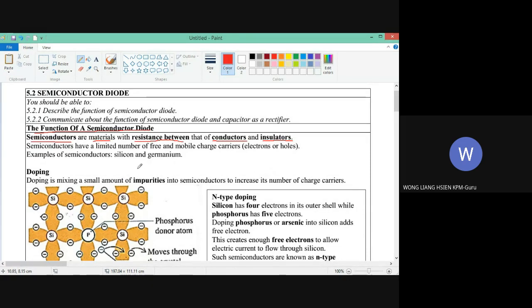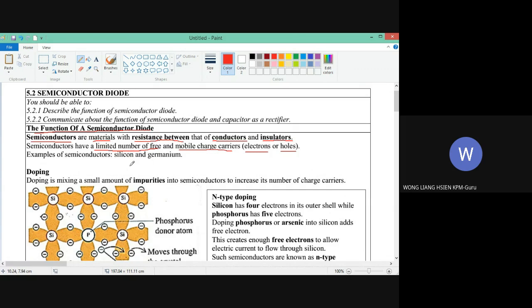Why is it that semiconductors have resistance between conductors and insulators? The reason is because of their limited number of free and mobile charge carriers. The charge carriers that we are talking about are electrons or holes. We know that electrons are charge carriers, but what are holes? That is what we are going to see later. We are going to learn what holes are.